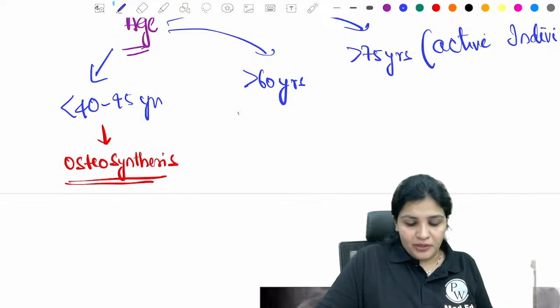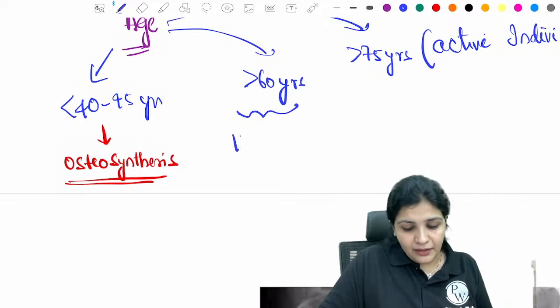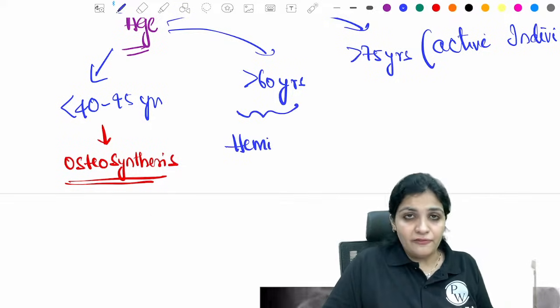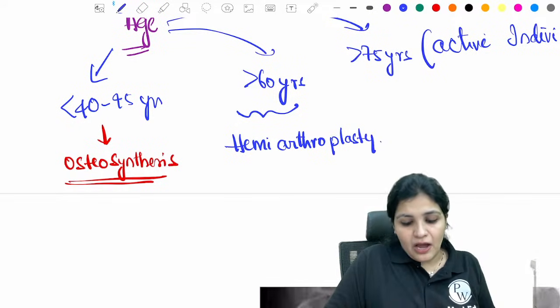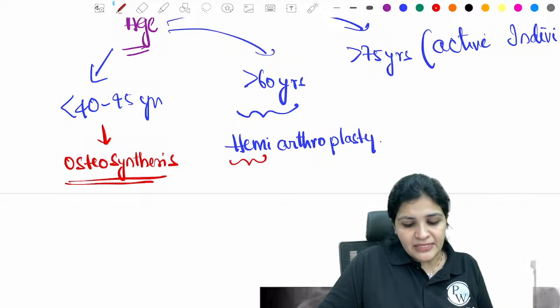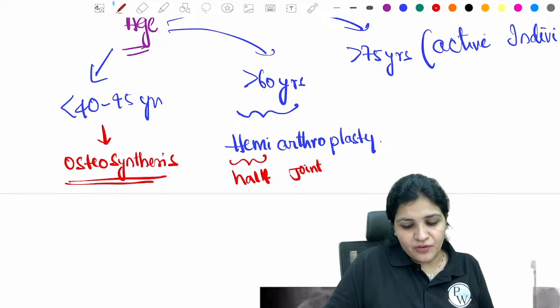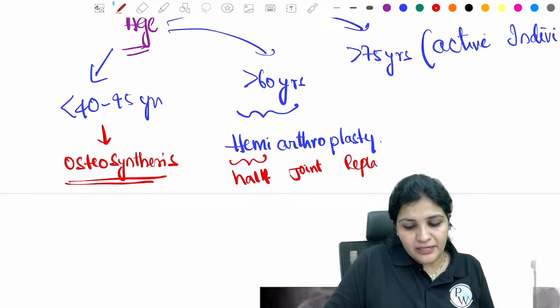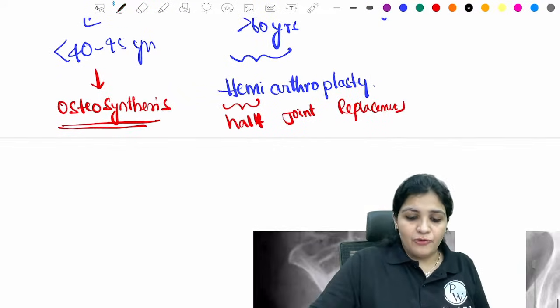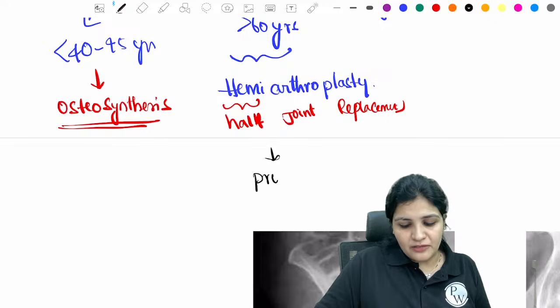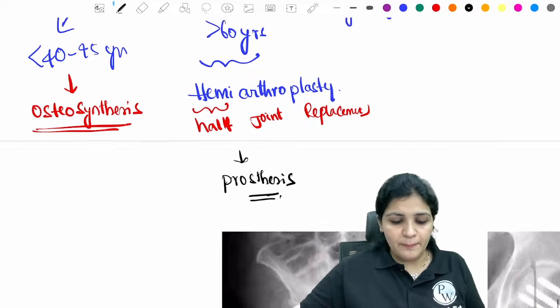And here we try to remove the head, only the femoral head. We are trying to do half replacement, so hemiarthroplasty. Hemi means half. Arthros means joint. Plasty means replacement. We are doing a half joint replacement. So what is that half joint? We are replacing the femoral head. How do you replace the femoral head? We replace the femoral head with the prosthesis.